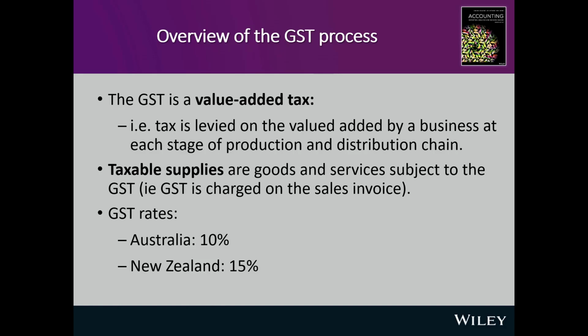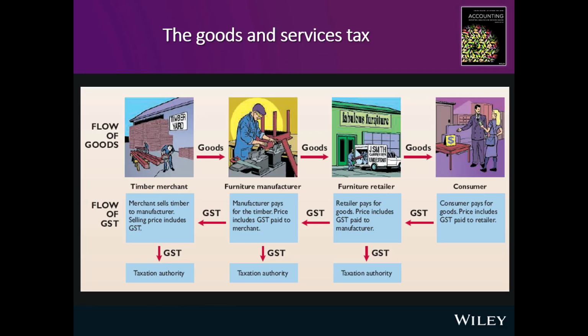So how it works: let us say in this case you have a timber merchant, and they will sell the timber to the manufacturer, and then the manufacturer will sell it to the retailer, and eventually that will land in the hands of the customer. So the tax is being passed on to the one who purchased the product. So just that series.